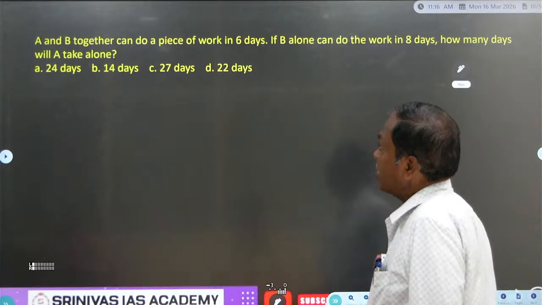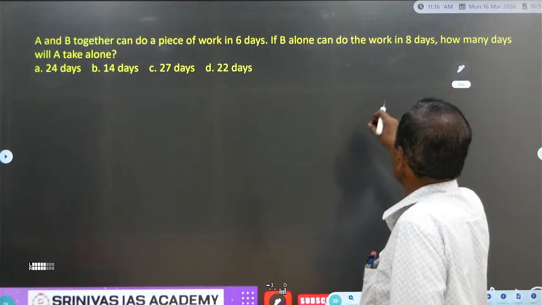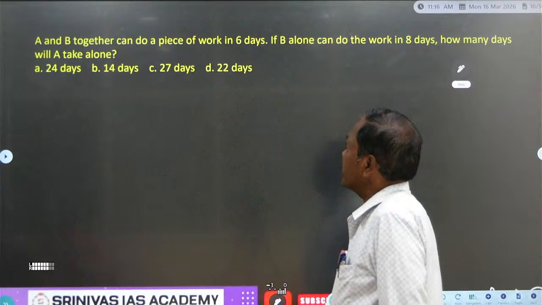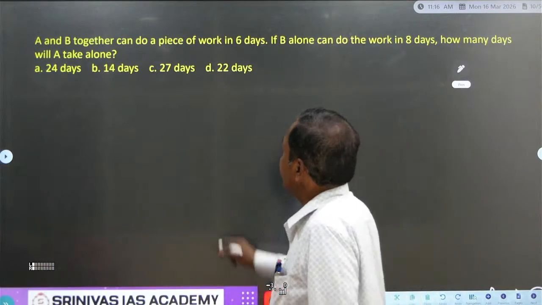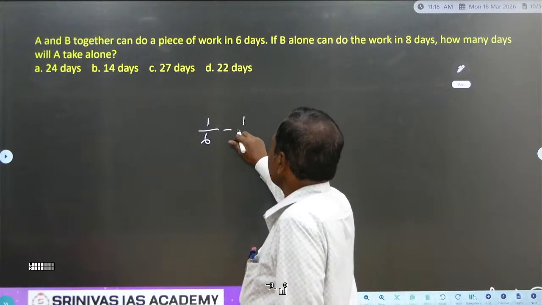Now, A and B together can do a piece of work in 6 days. B alone can do it in 8 days. And how many days for A? Again, it is the same question, numbers are different. What can you do now here? 1/6 minus 1/8.